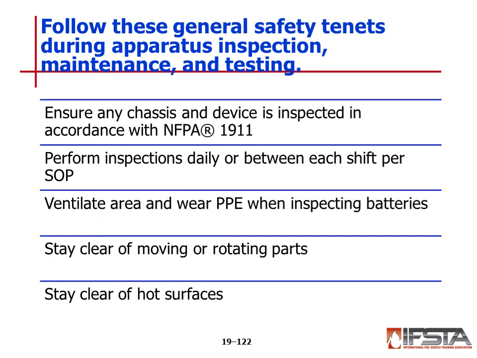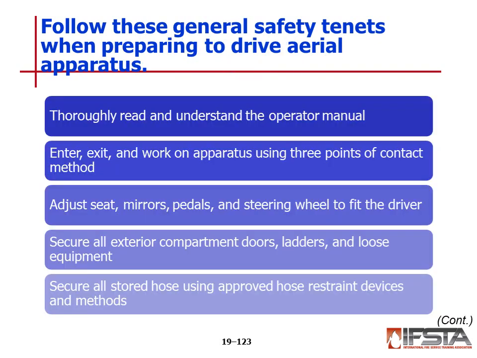Follow these general safety guidelines during apparatus inspections, maintenance, and testing. Ensure any chassis and device is inspected in accordance with NFPA 1911. Perform daily inspections between each shift per SOP. Ventilate the area and wear PPE when inspecting batteries. Stay clear of moving or rotating parts. Stay clear of hot surfaces.